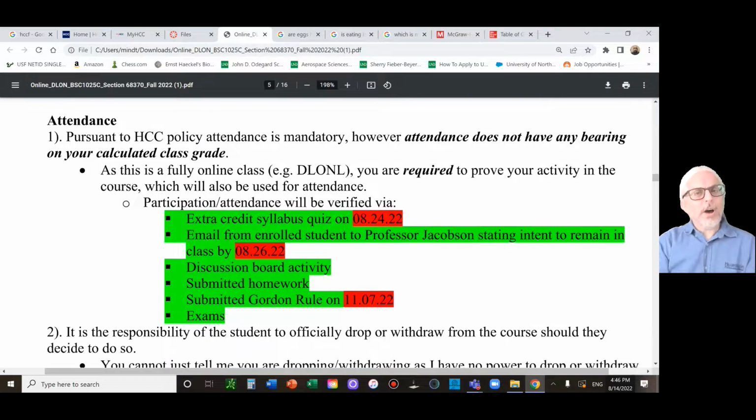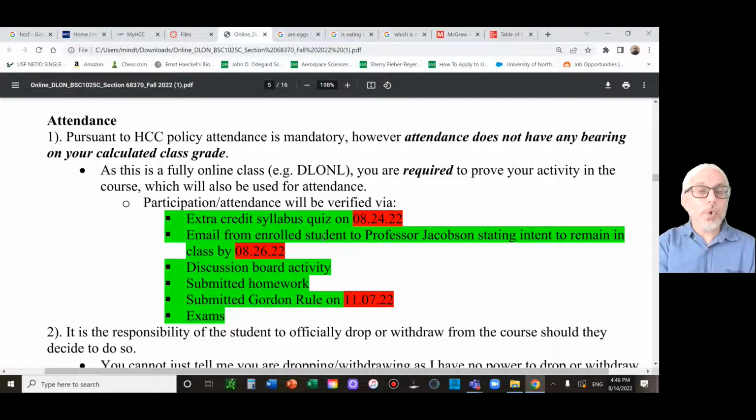Attendance. My CMOD, fully online class, but we have to try to track attendance somehow. That would be easier if we had live lectures, the D-Live classes. Fully online, live lectures, but we don't have that. So this is kind of what the college allows us to do. So you have this extra credit quiz you will be taking. You can see when it is, 8/24 of 22. Also, by the 26th of this month, you must send me an email stating that, yes, you want to stay in the class.